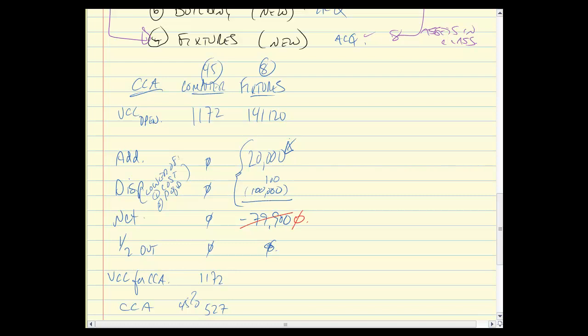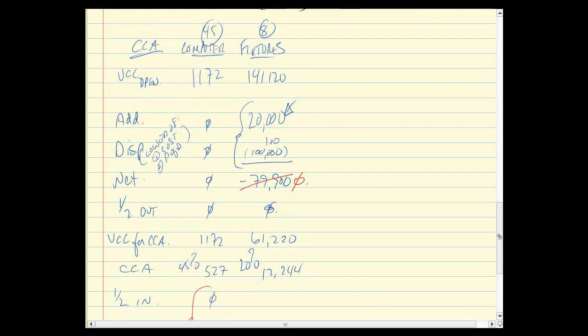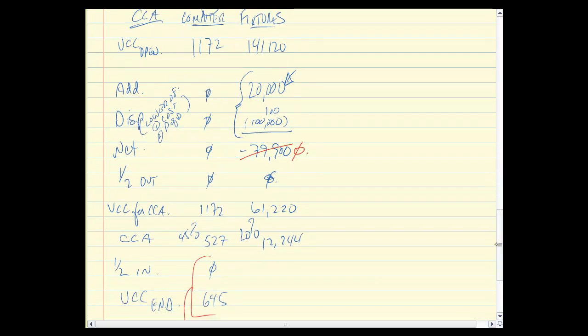Okay, so the UCC for CCA then is 61,220. The rate for Class 8 is 20%, which gives us 12,244. And we're not going to fall in the trap of going further down.